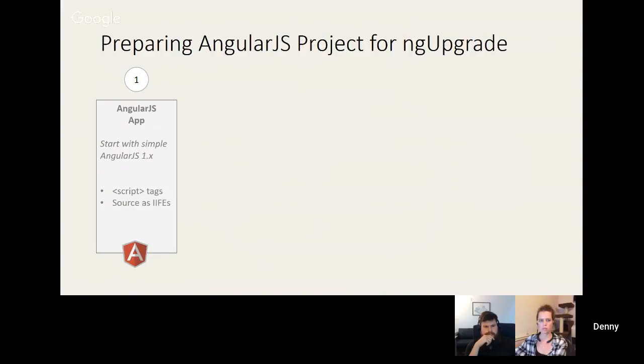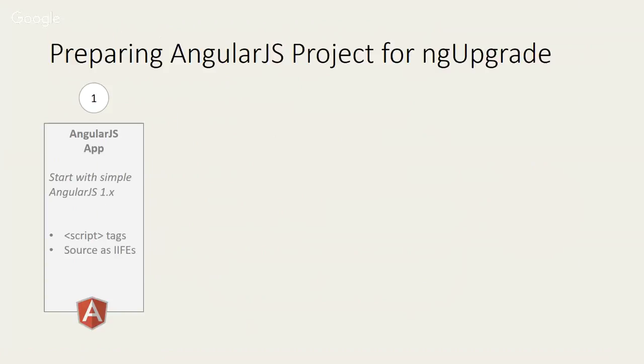So just to show you what this is going to look like, we're starting with a very simple AngularJS 1.x code base or project. All it has is AngularJS. All of the scripts are included into the document via script tags. They're sequenced manually to make sure that dependencies are met. All of the source code is simply wrapped in an IIFE, so it's kind of an old school way of writing. It's how we used to write our AngularJS applications.